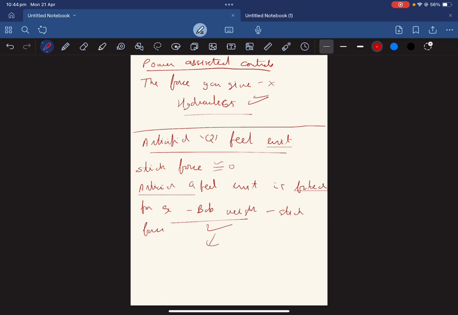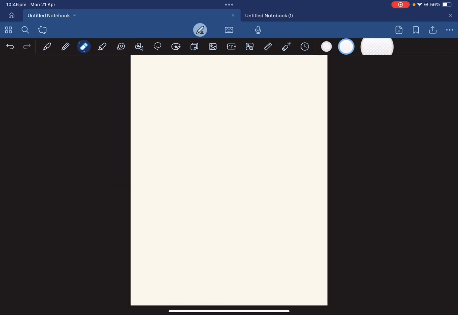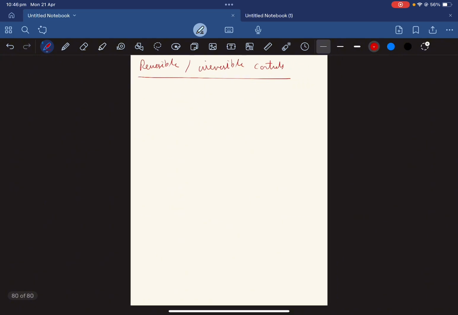So let's move over to the next topic. The thing that I wanted to discuss is called reversible and irreversible controls. Alright, so what are they? So let's say you are doing a pre-flight for your Cessna 172. So what is pre-flight? When you check your aircraft before you fly it, that's called pre-flight.